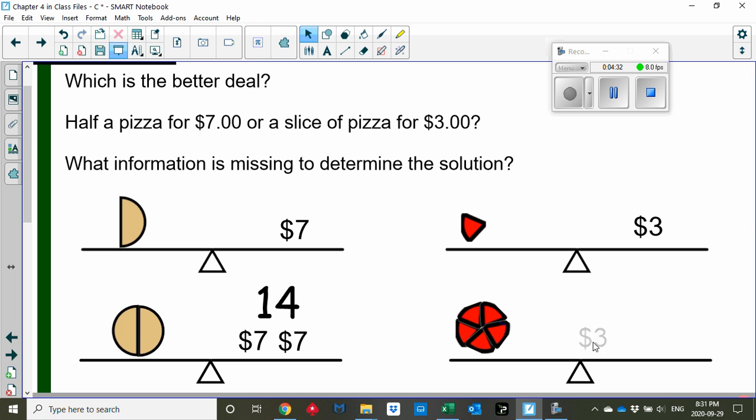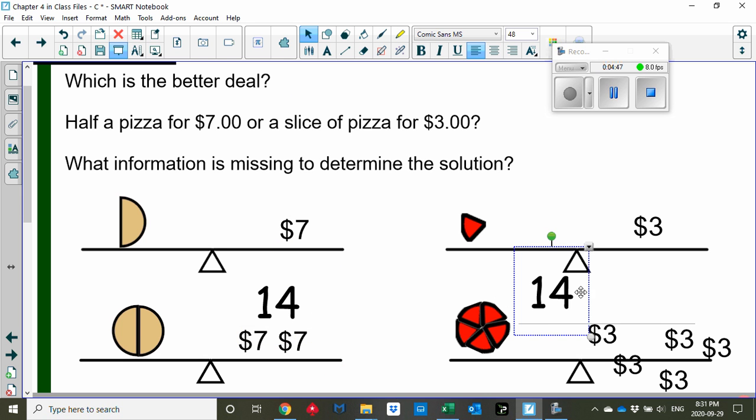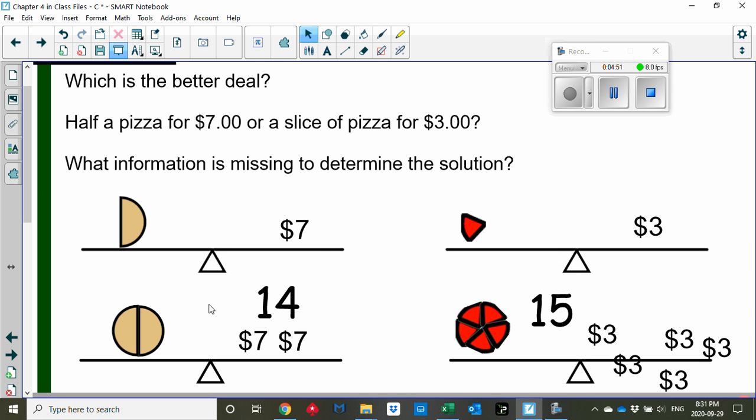Well, 5 slices would be 3, 3, 3, 3, and 3. You would need 5 of these $3 slices in order to make a full pizza. So that would cost you not 14, but $15. And you can see the better deal is over here. How in the world does what I just did relate to solving equations with fractions? Well, here's what I'm trying to get to.